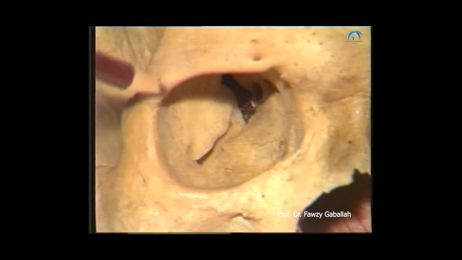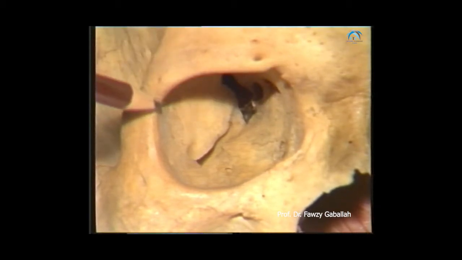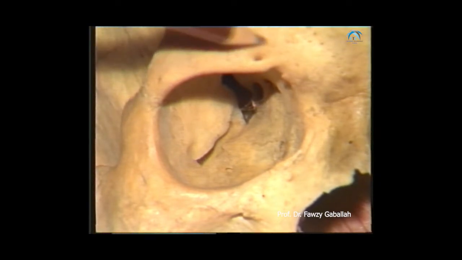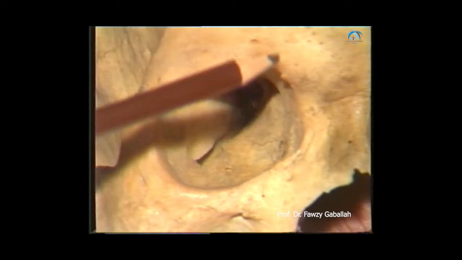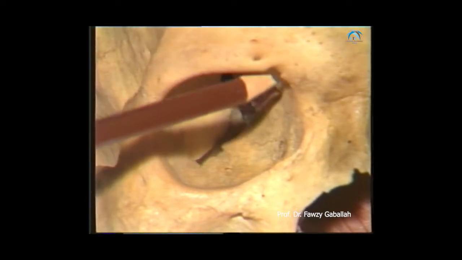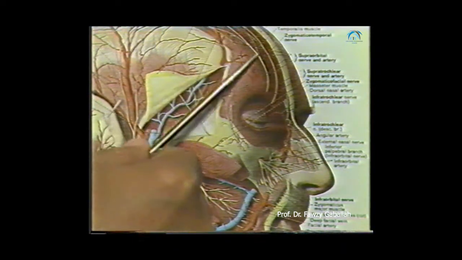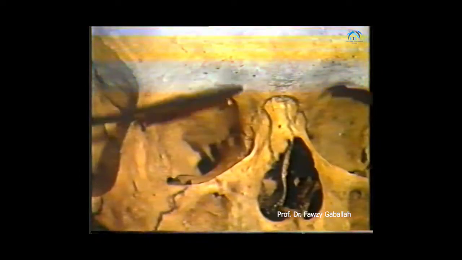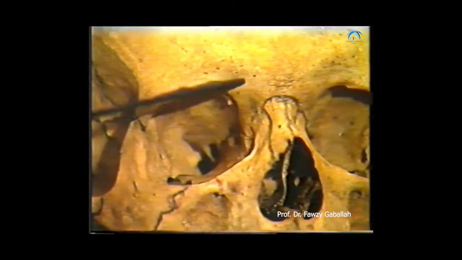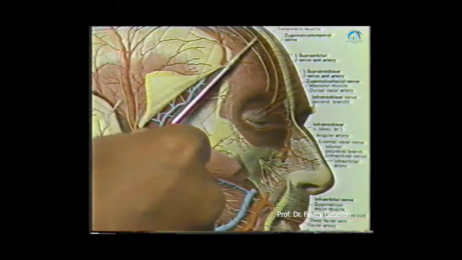This is the superior orbital margin. It is formed wholly by the frontal bone. It shows in its medial part the supraorbital notch and the foramen, which transmits the supraorbital nerve and vessels. Just medial to the supraorbital notch, there is the supratrochlear notch, which transmits the supratrochlear nerve and vessels.